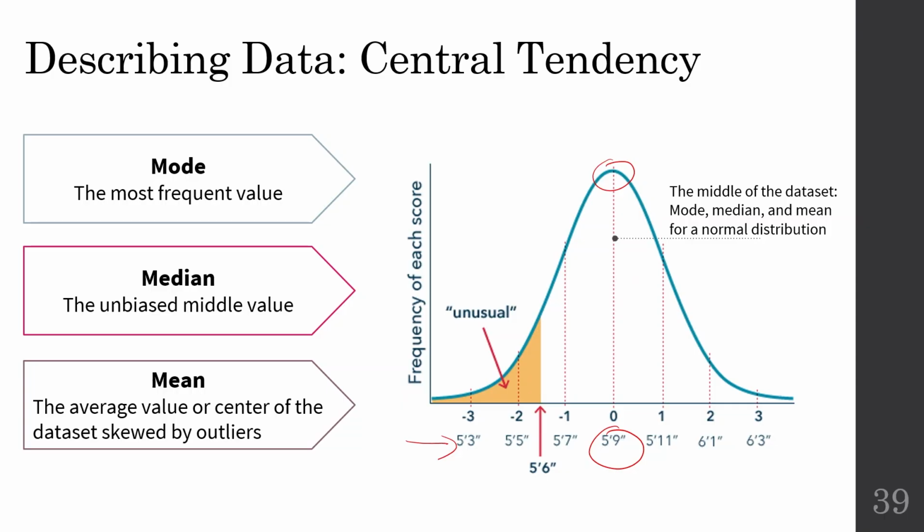Then we have the median, which is the unbiased middle value. So maybe our data is skewed slightly to one direction or the other, but the median basically cuts off those endpoints and just counts backwards until we get the actual middle data point. So however many data points are on one side and however many data points are on the other side, we get the actual middle value of all of our data.